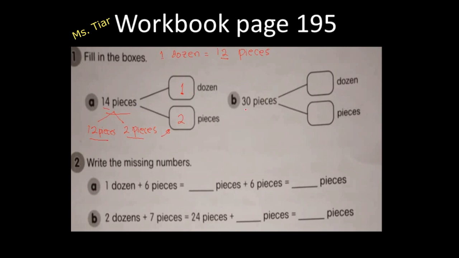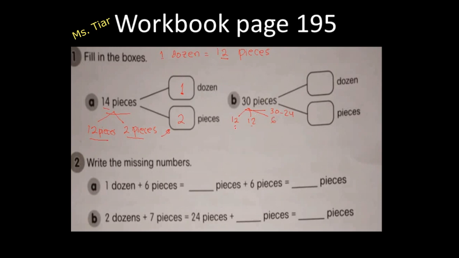Next, we have 30 pieces. So we have 12 and then 12. 12 plus 12 is 24. Should we add more 12? No, right? We have to make it until 30. So we already have 24 here. 30 minus 24 is 6, right?